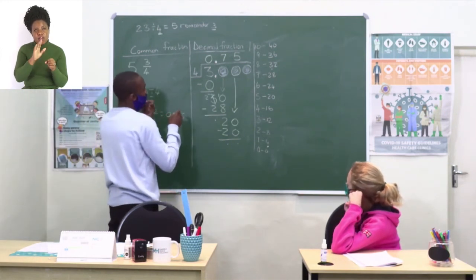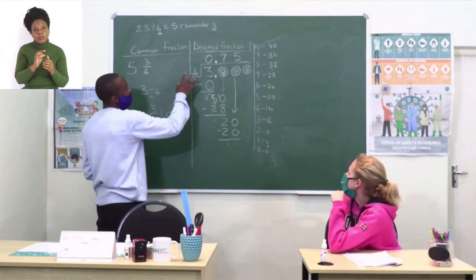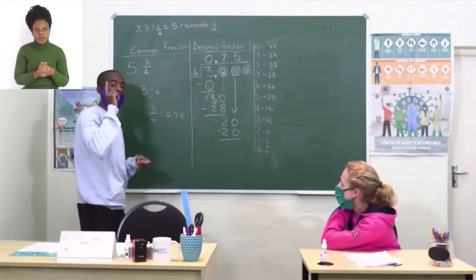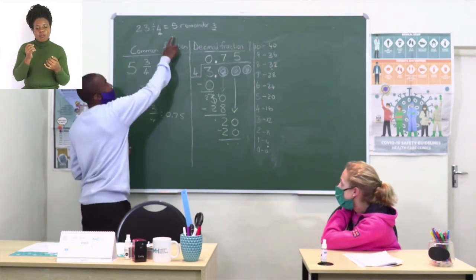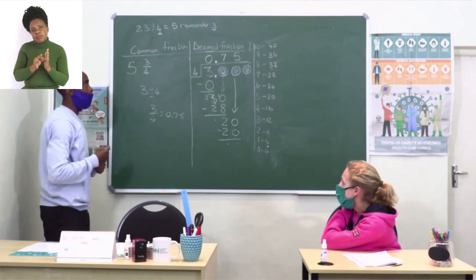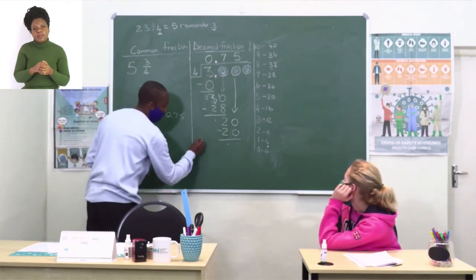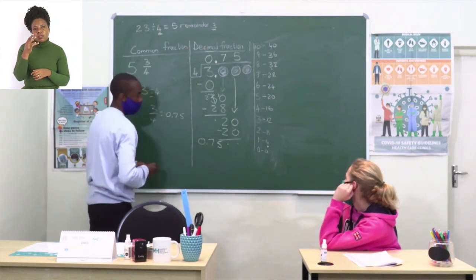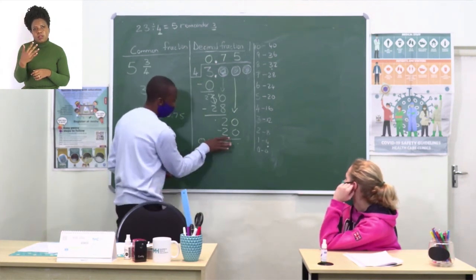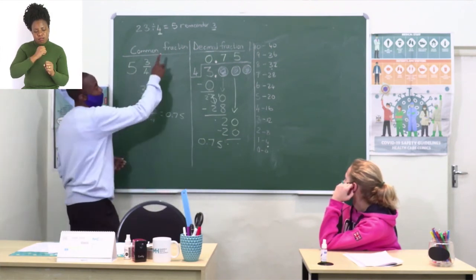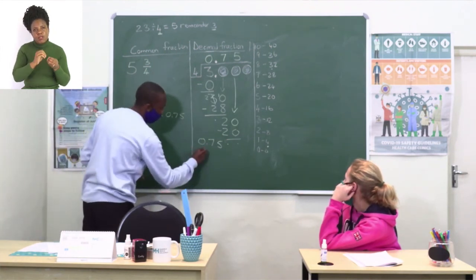How then do I write this whole answer as a decimal fraction, keeping in mind that our whole was 5? Well, what do you do? You take your final answer, which was 0.75, okay? All right? And you add it with your whole. Here.